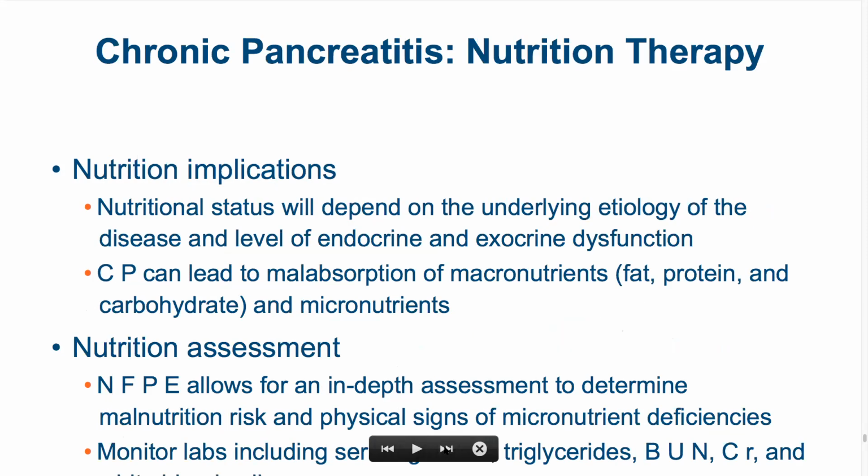So the nutrition implications: nutritional status will depend on the underlying etiology of the disease and the level of endocrine and exocrine dysfunction. Chronic pancreatitis can lead to malabsorption of macronutrients, fat, protein, and carbohydrates, and micronutrients. Nutrition assessment: NFPE allows for in-depth assessment to determine malnutrition risk and physical signs of micronutrient deficiencies. Monitor labs, including serum glucose, triglycerides, BUN, creatinine, and white blood cells. Medication should be assessed for drug-nutrient interaction.